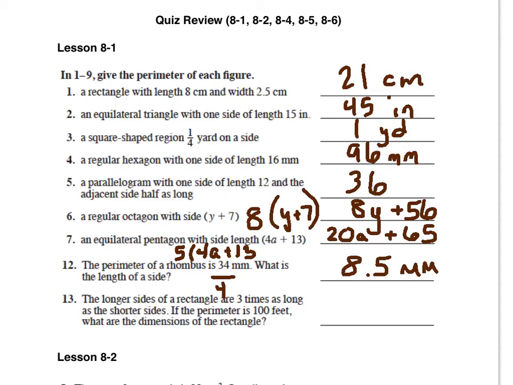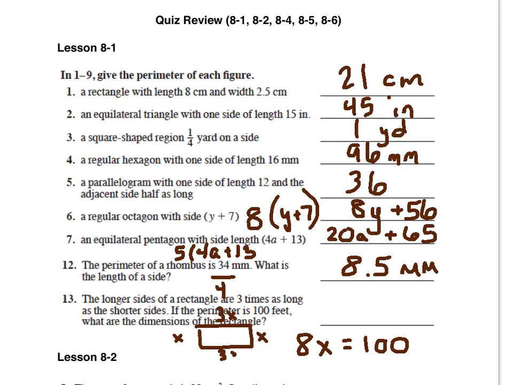Number 13, the longer sides of a rectangle are 3 times as long as the shorter. I'll draw this rectangle real small here in the space I have. We always call the shorter sides x. The other sides are 3 times as long, so they are 3x. x plus x plus 3x plus 3x gives me a total of 8x, and it tells you that equals 100.